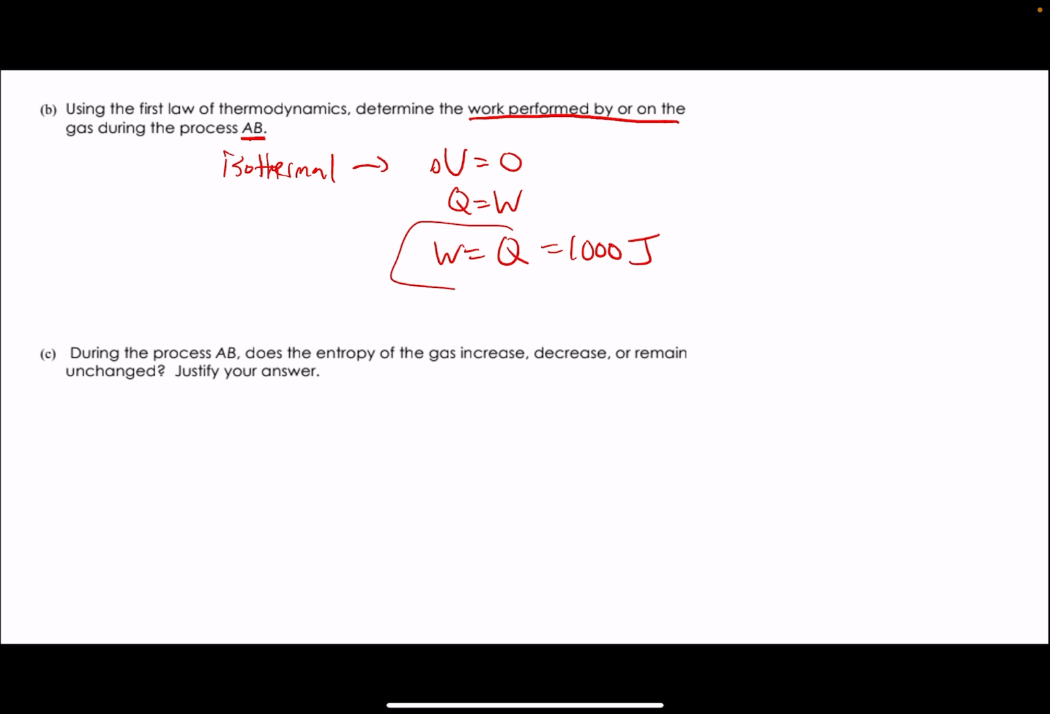It's pretty simple as long as you can go through the steps and go through the terminology. What's the process AB? What kind of process is that? What does that mean for me about my heat? What does that mean for me about my work? What information do we have? There's no math involved here. It was just reading and knowing our information and drawing a conclusion.